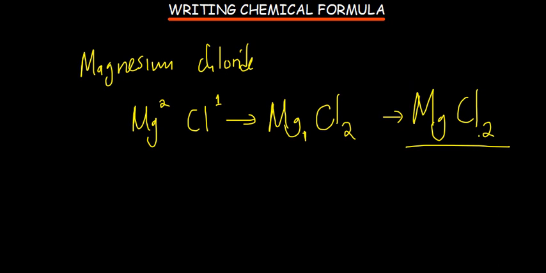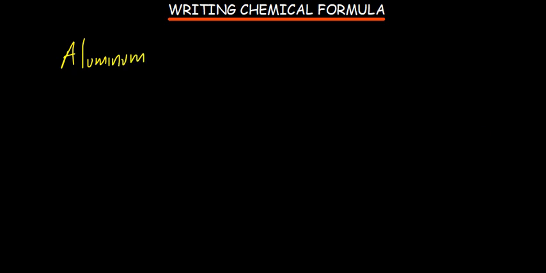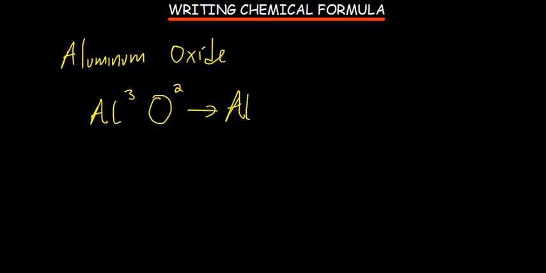Let's say we wanted to talk about aluminium oxide. Aluminium is in group 3, it has a valency of 3. Oxygen is in group 2, it has a valency of 2. So when these are forming a compound, the numbers swap. The aluminium will carry a 2, and then oxygen will carry a 3.